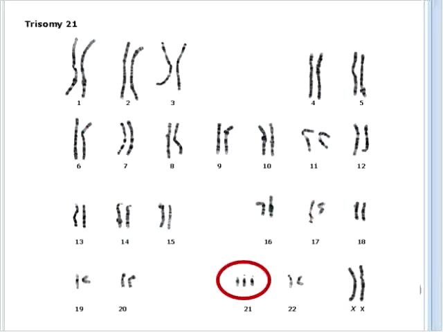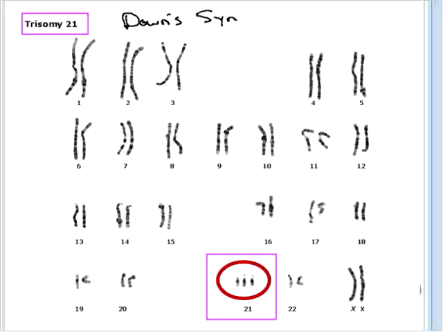Sometimes the karyotype does not turn out normally. In this case, it is evident that you have three 21st chromosomes. Trisomy 21 indicates Down syndrome. In this case, because we see XX, we know this is a Down syndrome female.